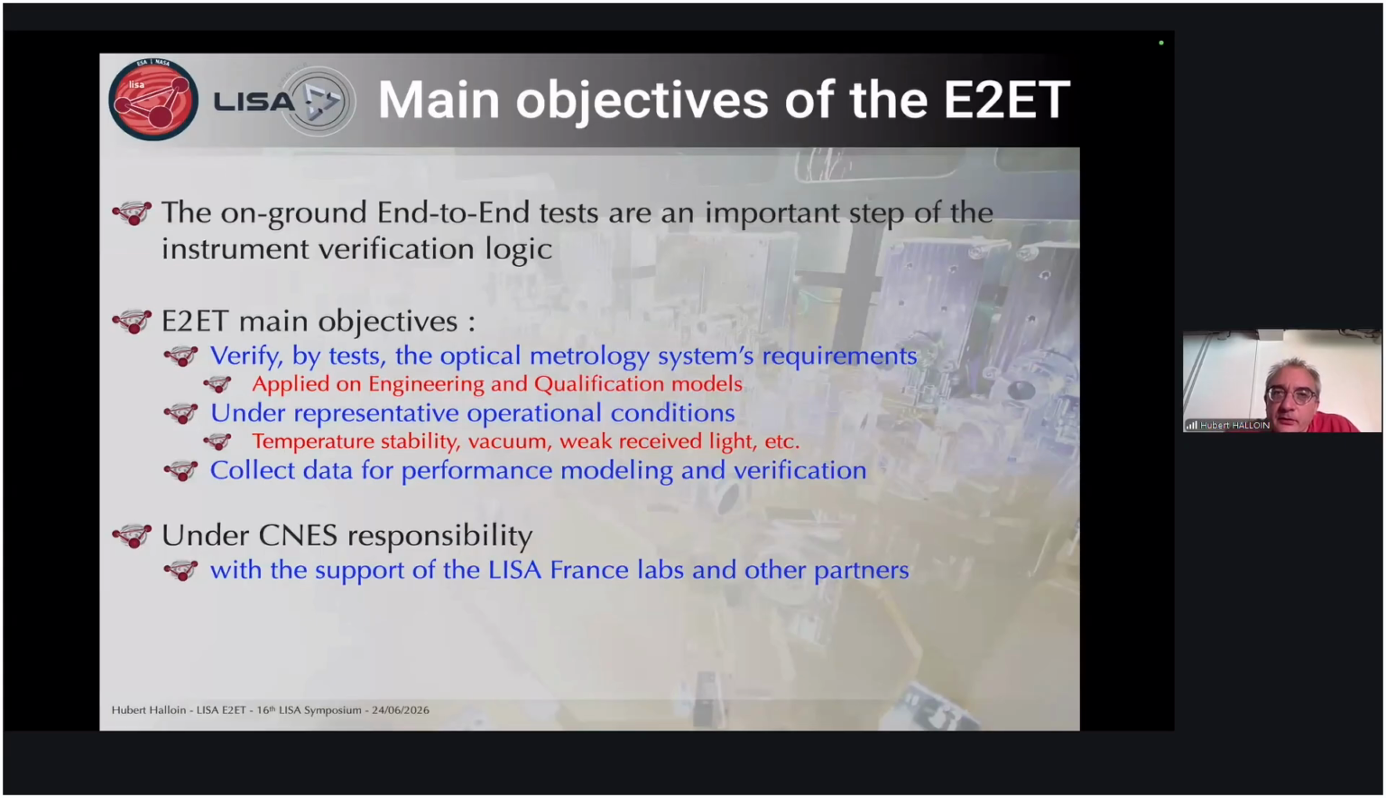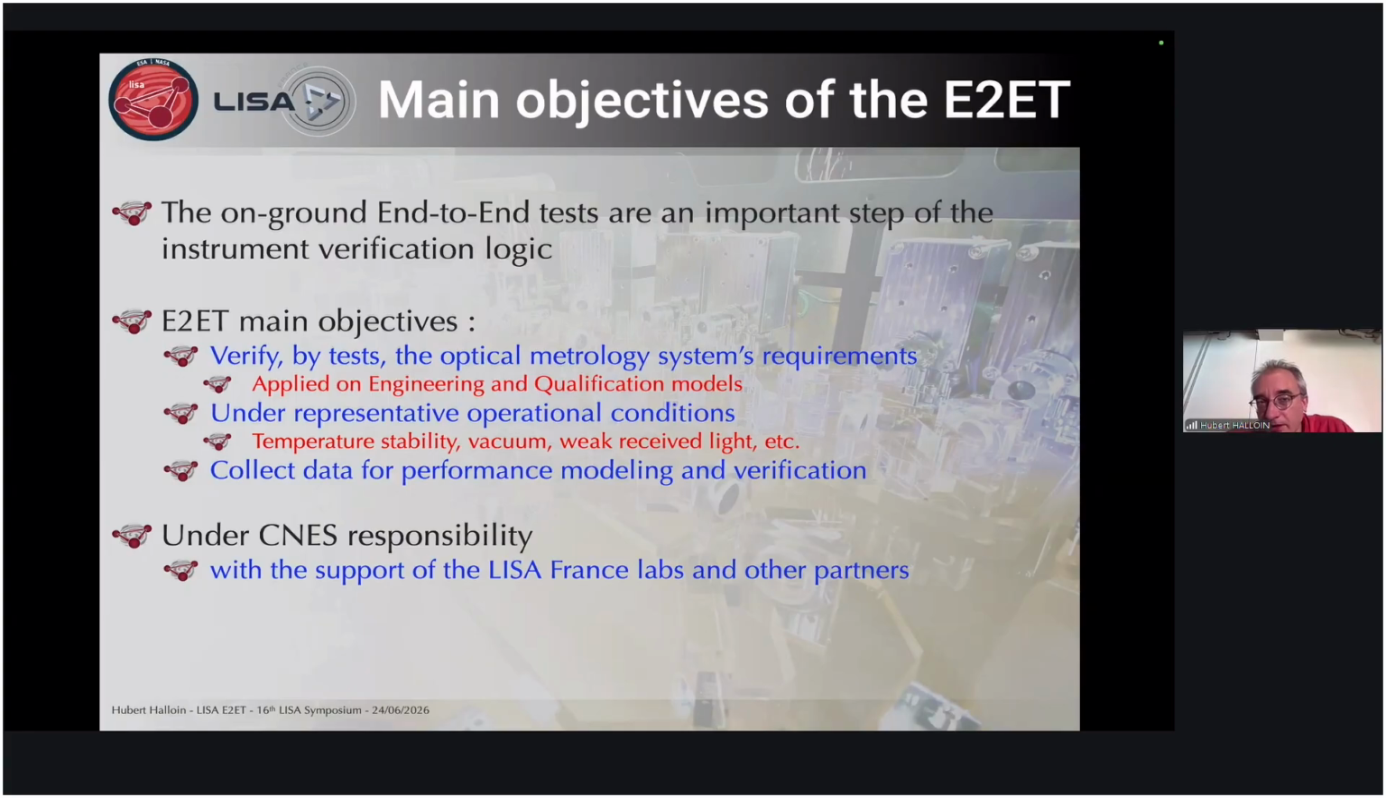So now let's focus a bit more on the end-to-end test and its main objectives. The on-ground end-to-end tests are obviously an important step of the logic of the verification of the instrument. The main objectives are basically to verify the optical metrology system's requirements. That is, this test will be applied on the engineering and qualification model of the metrology core system. And this test must be done under representative operational conditions. That is basically with representative temperature stability, of course in vacuum, and also representative of the amount of light that is received by the optical bench.